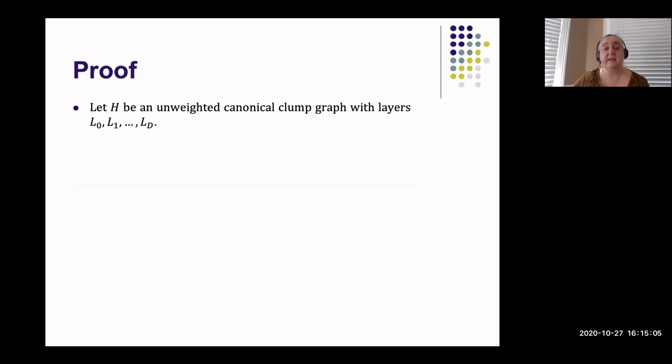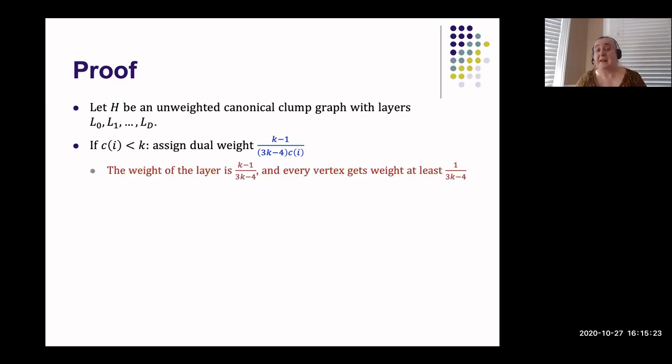We take an unweighted canonical graph with layers L0, L1, up to LD. If the number of colors is less than k, we assign dual weight (k minus 1) over (3k minus 4) divided by the number of colors. So the total weight is going to be (k minus 1) over (3k minus 4). And that in particular means that every vertex in the layer has weight at least 1 over (3k minus 4), because I'm dividing by something that's at most k minus 1.